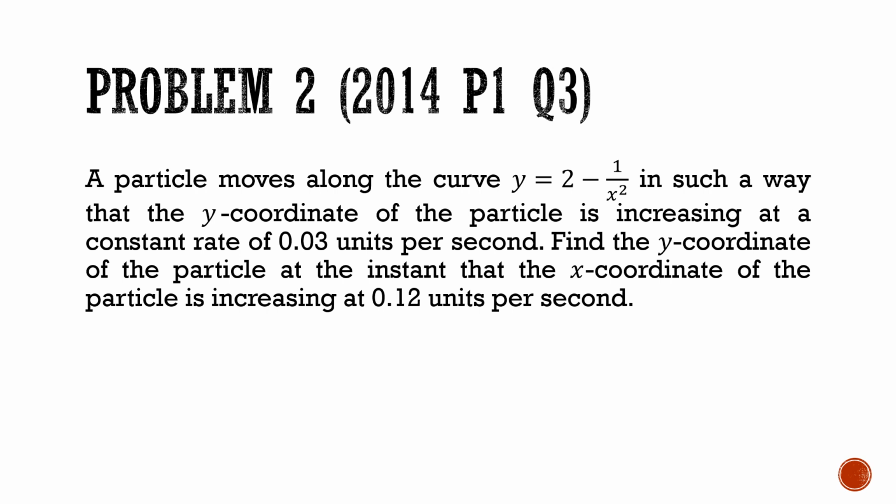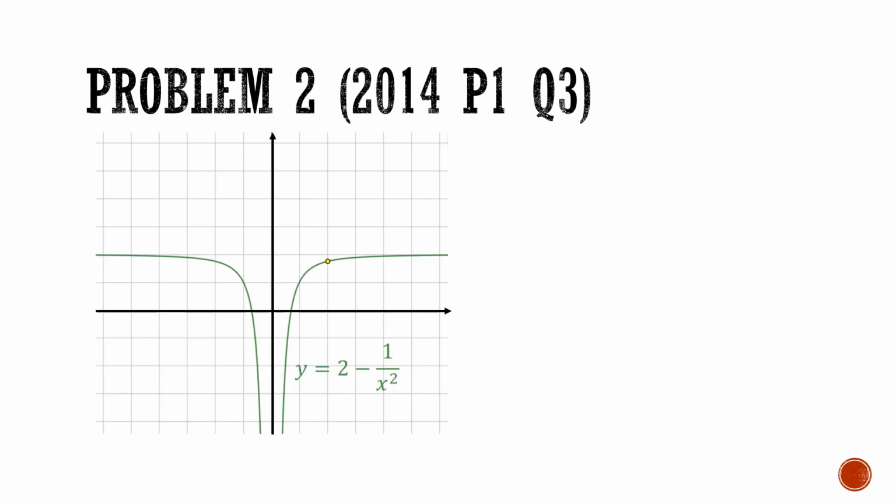Looking at this question, we are given two things. The rate of change of y, or dy/dt, is 0.03, and the rate of change of x, which is dx/dt, is 0.12. For illustration, the graph is going to look something like this, and our aim is to find this unknown yellow point. What we can do is work out the general gradient using the gradient function.